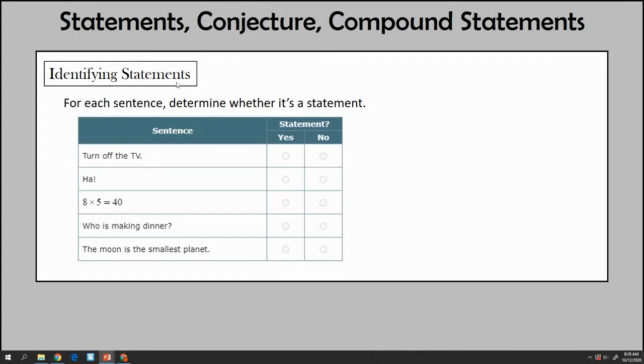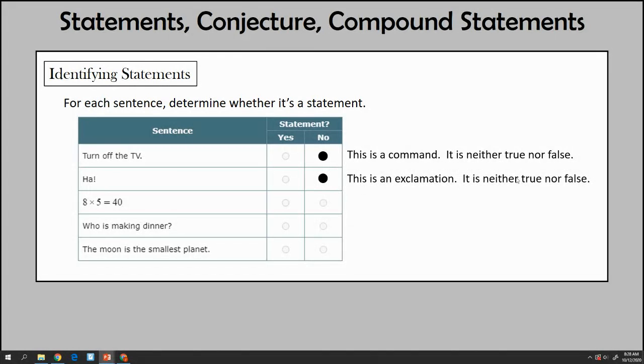Okay. So let's talk about statements first. For each statement, determine whether it is truly a statement or not. Turn off the TV. That's not a statement. That's a command. It's not true or false. It's telling you to do something. So this is not a statement. Ha. Again, this is an exclamation. It's neither true nor false. It's just an exclamation. Somebody said ha. So that's not a statement.